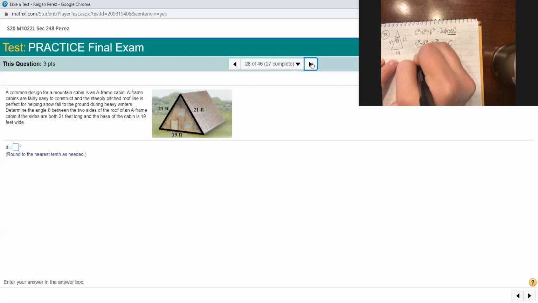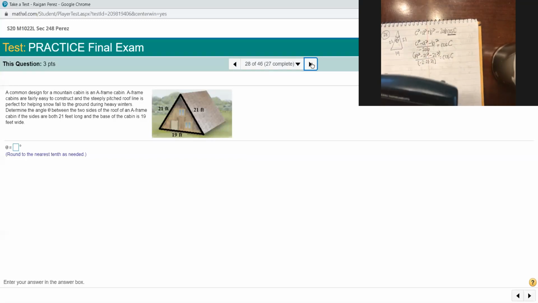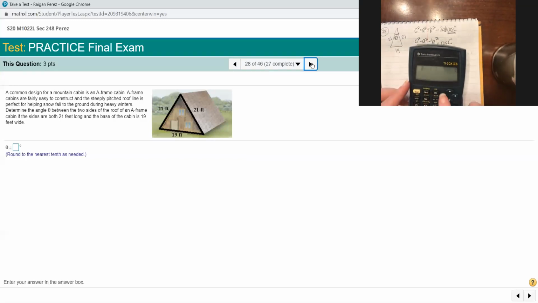So on my calculator, I'm going to put 19 squared minus 21 squared minus 21 squared divided by negative 2 times 21 times 21 is equal to cosine c. And I'm going to put the top and the bottom in parentheses. So my thing is in radians. You probably can't see that. That's where we left off. So make sure you're changing it back to degrees.